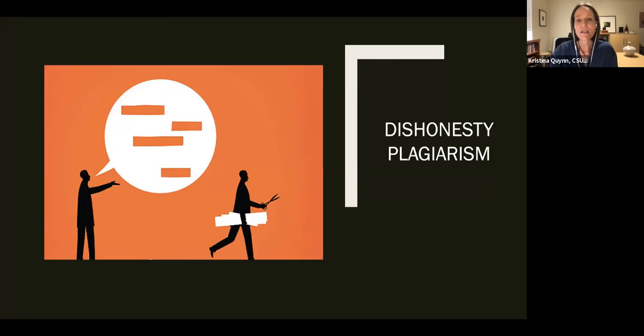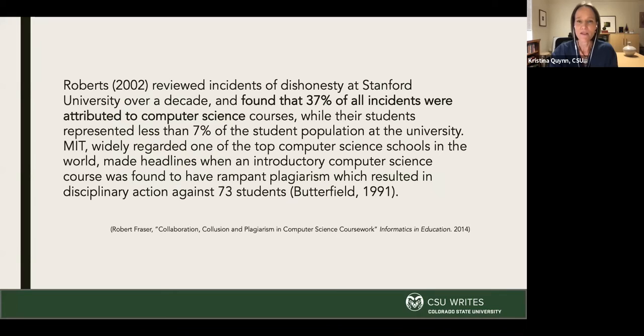So let's talk specifically about dishonesty and plagiarism, just so that we can get on the same page. And this does actually talk about computer science as well, but Roberts reviewed incidents of dishonesty at Stanford University over a decade and found that 37% of all incidents were actually attributed to computer science courses, while their students represented less than 7% of the student population at the university. MIT, widely regarded as one of the top computer science schools in the country, made headlines when an introductory computer science course was found to have rampant plagiarism, which resulted in disciplinary action against 73 students. So we know that it's a problem at the student level.